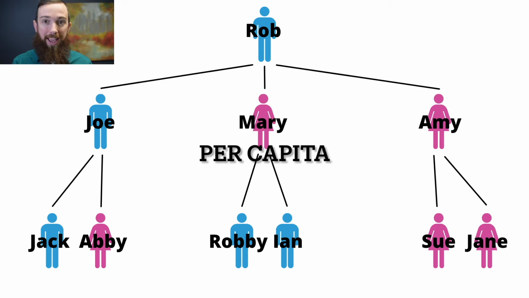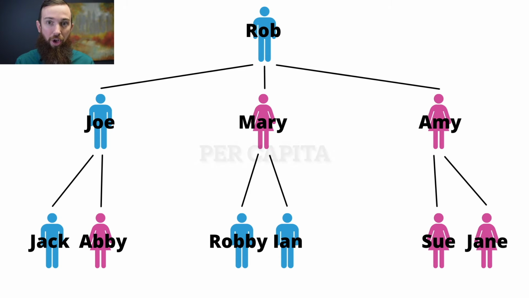So you've got per capita, meaning per head, where the named individuals in that primary beneficiary class split the payout evenly among however many are in that class. So if it's Joe, Mary, and Amy, they each get 1/3. If it's just Joe and Amy, they each get half.